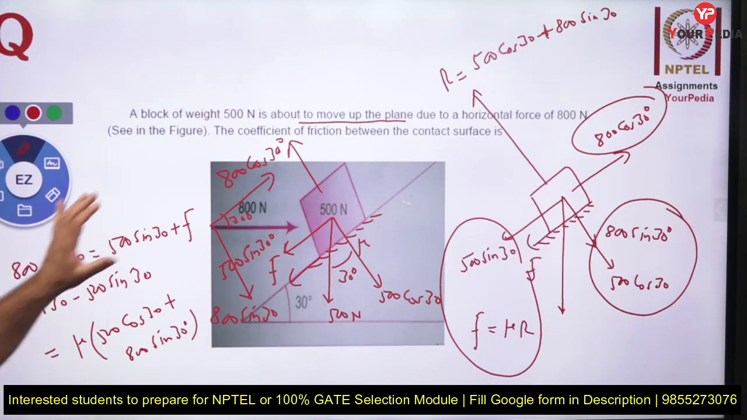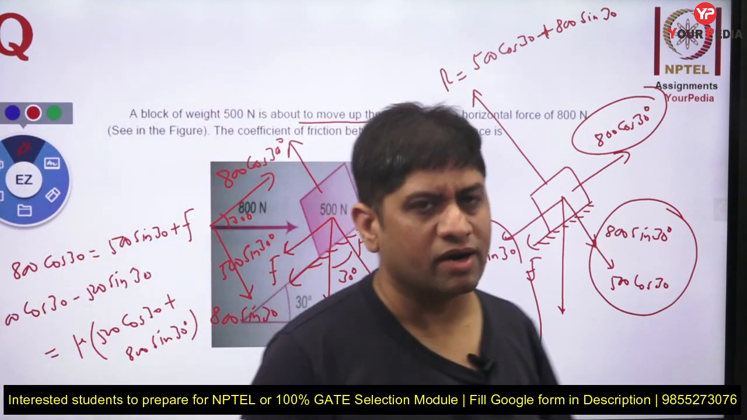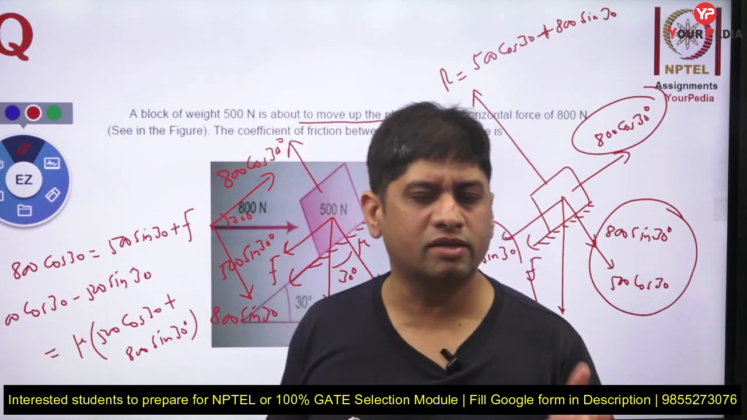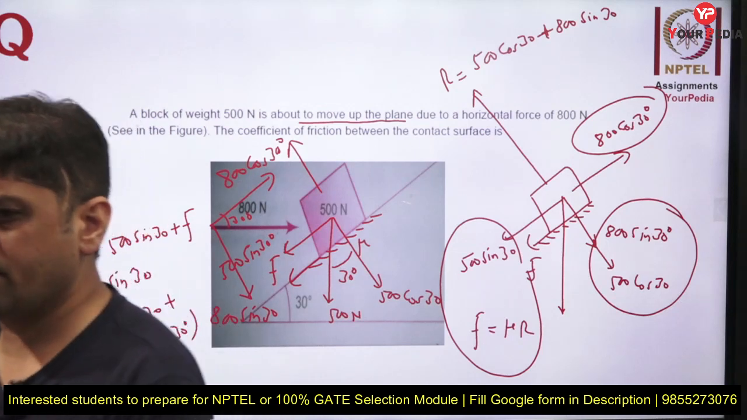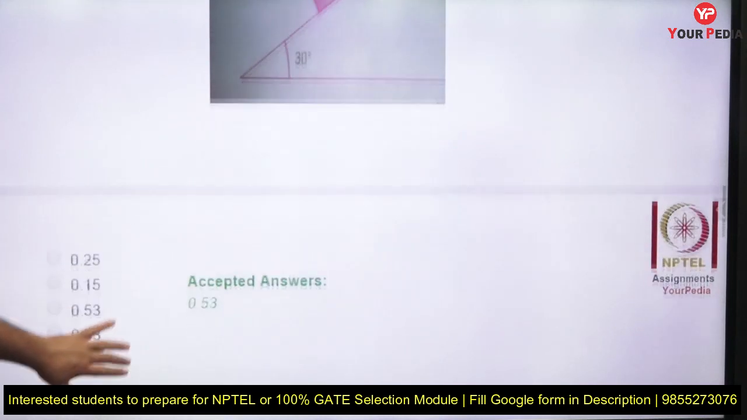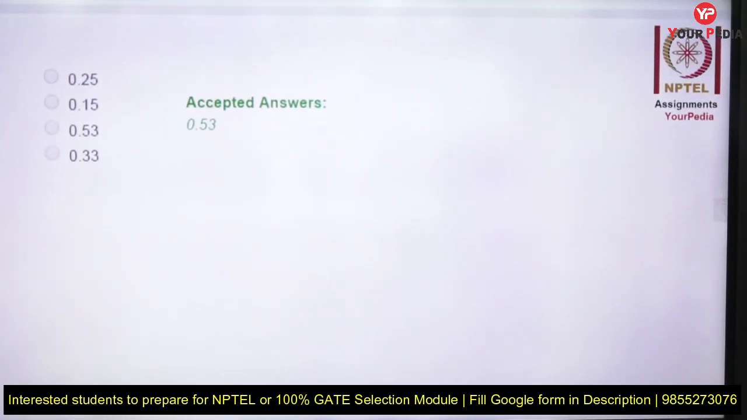See, there are so many such questions which you come across in the books and all, but what is so special about these questions is, these are the questions which are made by the professors of IIT. They are the NPTEL questions, and you can find these questions somewhere in the NPTEL assignment. When you solve this question, the value of coefficient of friction should come out to be 0.53. So try to solve on your own, and you should get 0.53 as coefficient of friction.